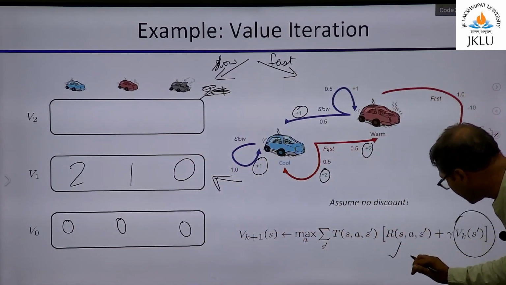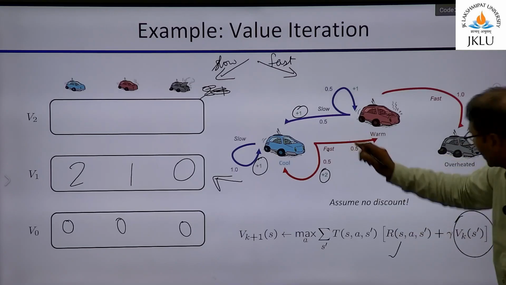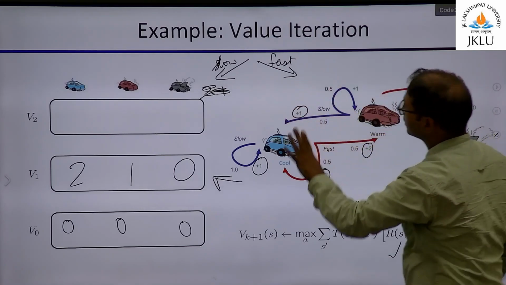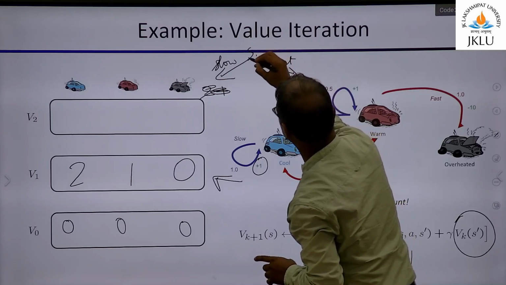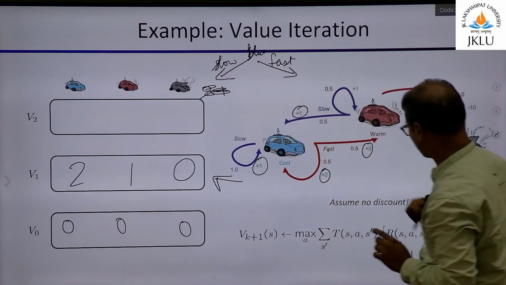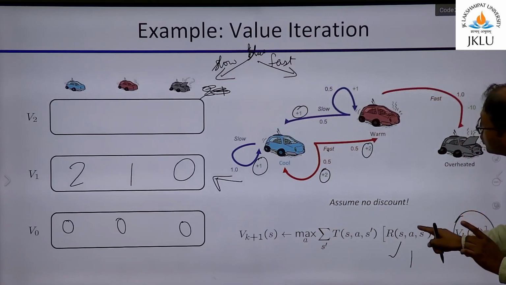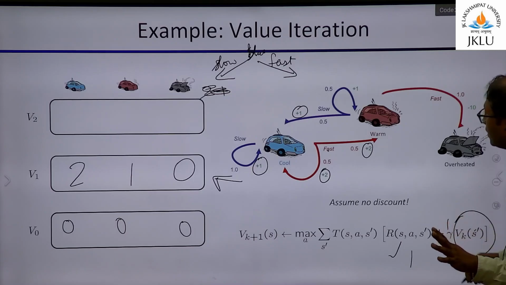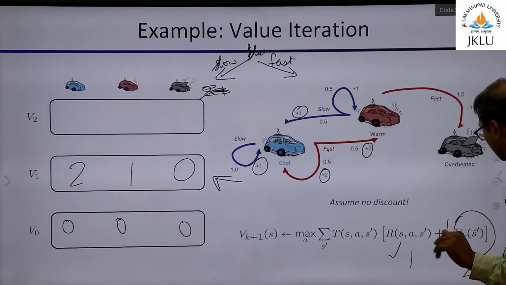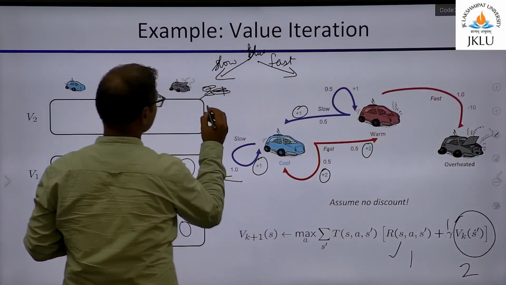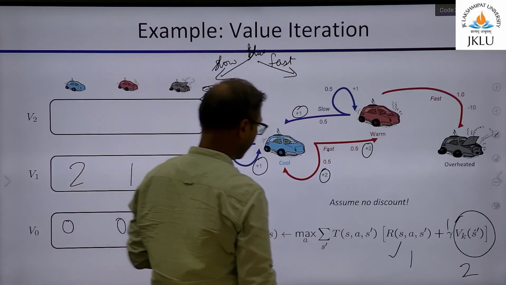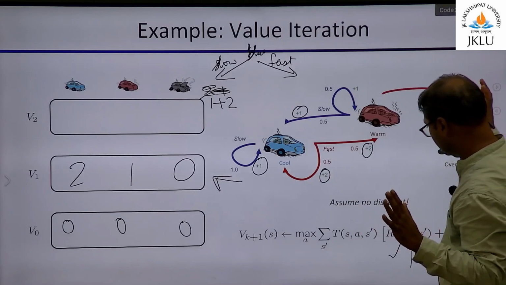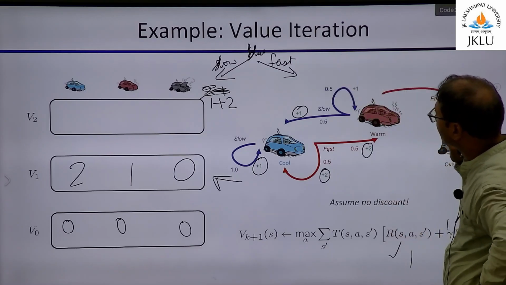So let me write it here. R was 1. When I go from slow, so if I am in blue, then I take slow and fast. Okay, so I take slow. This is 1. Gamma is 1. Vk is 2. So what do I get here? 1 plus 2. Okay. Now let us leave this for once. What about this guy? Fast.